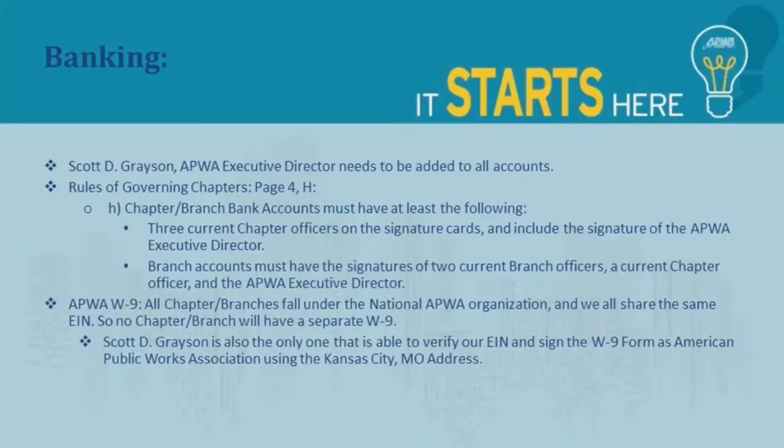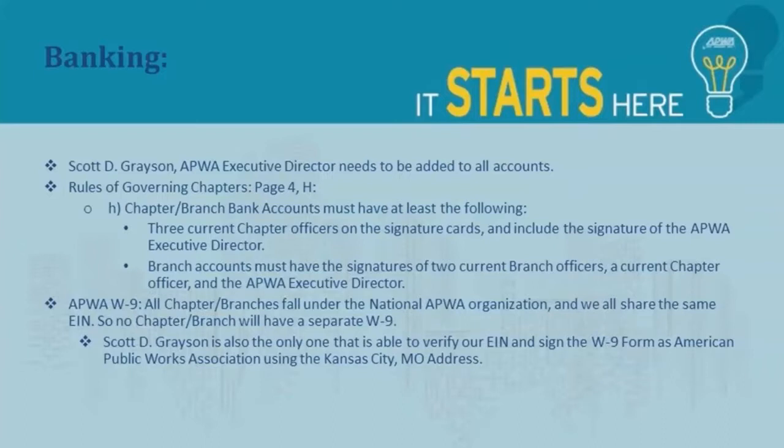Other things to note for banking purposes, you want to make sure you have Scott Grayson on all of your bank accounts. That goes for chapter and branch accounts. He's the only executive director that needs to be on the account because he can only sign for our EIN number. So he needs to be on every chapter and branch bank account.